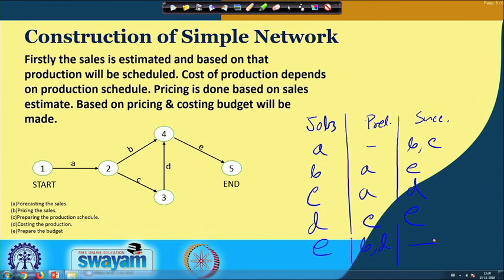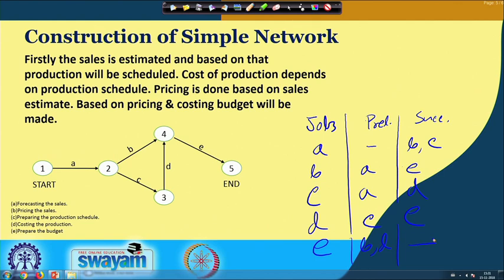So, basically this is the requirement where we are preparing a table which gives us the idea that sales estimation is the first job, then as the second job the pricing of the sales can be carried out based on the sales estimation.